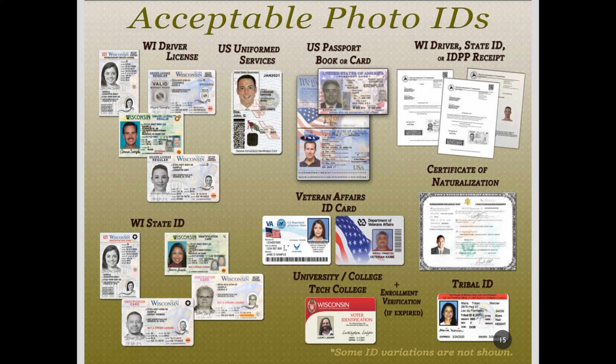This next page was updated by WEC to show all of the acceptable photo IDs. You have Wisconsin driver's license, U.S. uniformed service ID, U.S. passport book or card, a Wisconsin DMV ID petition process receipt, the Wisconsin state ID card, Veterans Affairs ID card, certificate of naturalization, university or technical college ID card plus enrollment verification, or a tribal ID. This is something that you will have at your poll book table for your reference on election day.